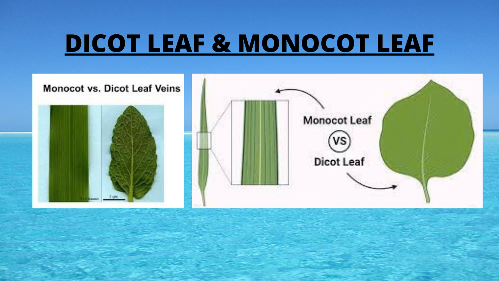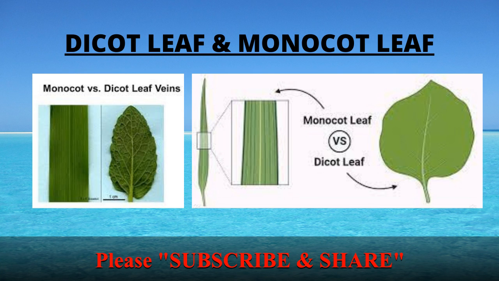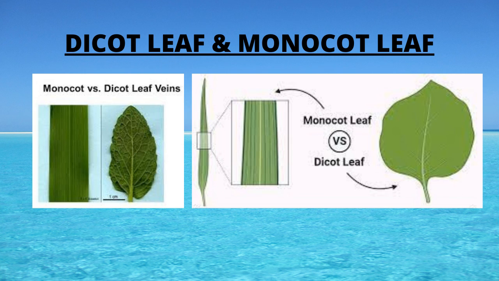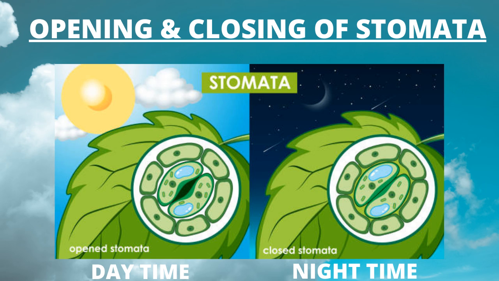Now we have to understand one more thing, that there are two types of leaves, monocot leaves and dicot leaves. Monocot leaves are usually seen in monocot plants and they are narrow, while dicot leaves are seen in dicot plants and these leaves are broader. In monocot leaves, the stomata are distributed evenly on the upper and the lower surface, while in dicot leaves, the stomata are found to be more on the lower surface when compared to the upper surface. Usually, the stomata remain open during the daytime and close during the nighttime.